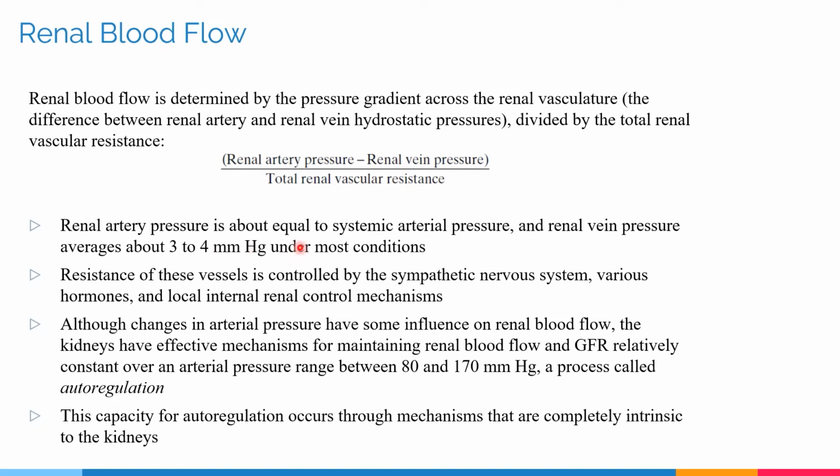Renal artery pressure is about equal to systemic arterial pressure, and renal vein pressure averages about 3 to 4 millimeters of mercury in most conditions. Resistance of these vessels is controlled by the sympathetic nervous system, various hormones, and local internal renal control mechanisms. Although changes in arterial pressure have some influence on renal blood flow, the kidneys have effective mechanisms for maintaining renal blood flow and GFR relatively constant over an arterial pressure range of between 80 to 170 millimeters of mercury, which is known as autoregulation. This capacity for autoregulation occurs through mechanisms that are completely intrinsic to the kidneys, and we'll look into autoregulation specifically in later slides.